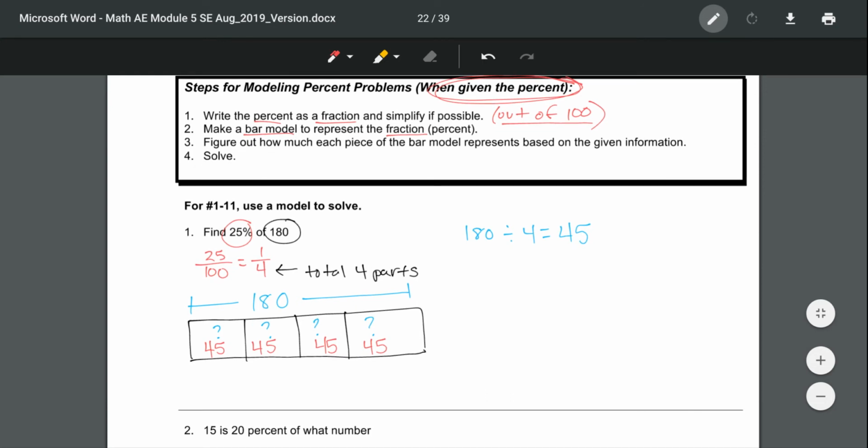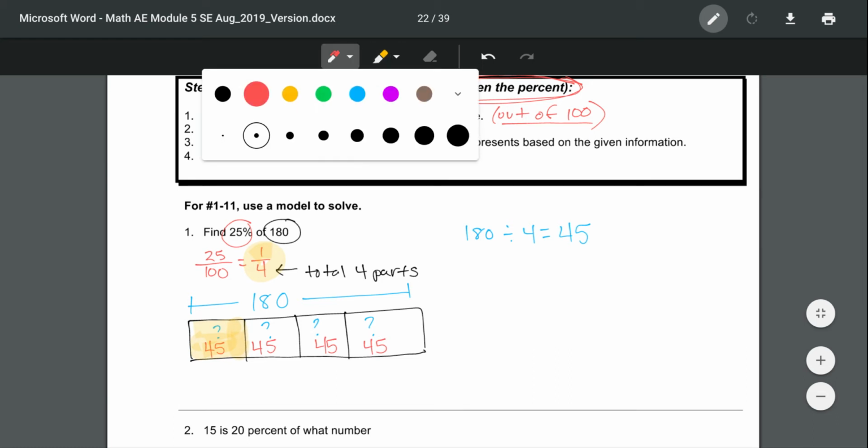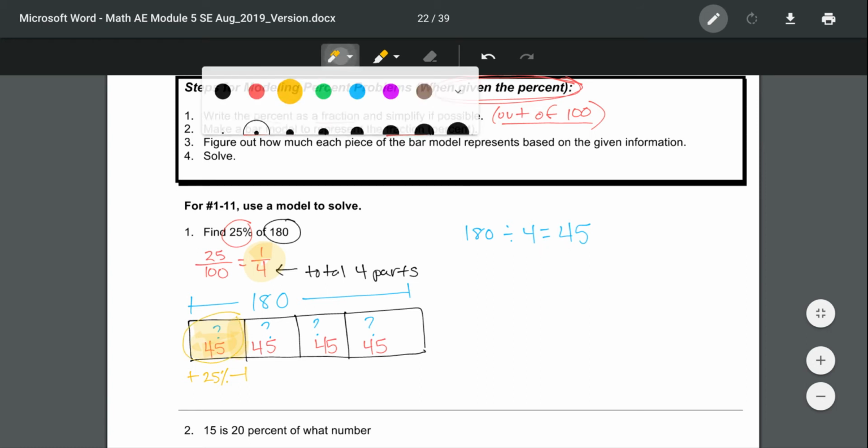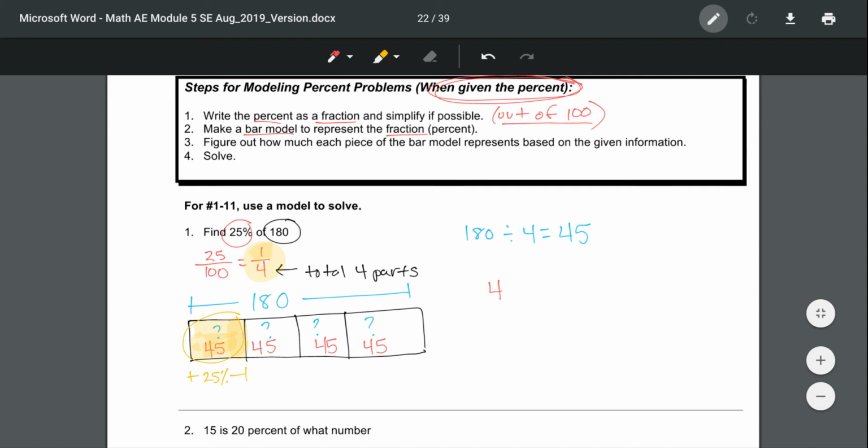Since we're looking at what 25% would be, and that's 1/4, you only want to look at 1 out of the 4 parts. That 1 out of 4 parts would be your 25% that you're looking at. So that would be just 45. So you would answer that 45 is 25% of 180. So your answer is 45.